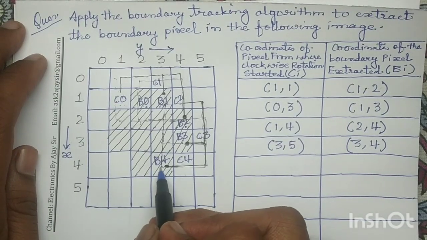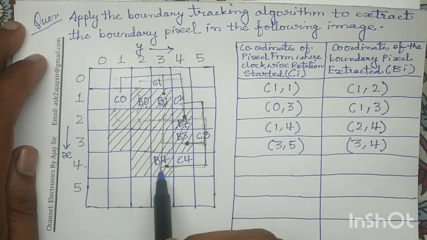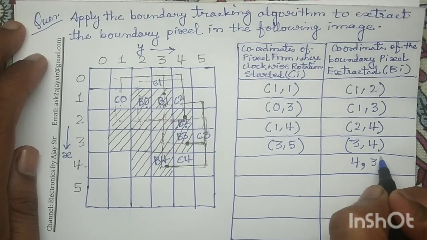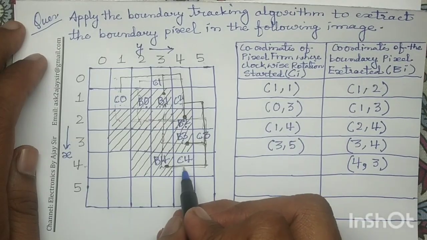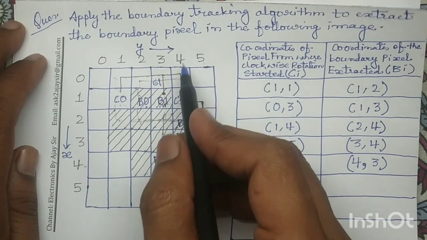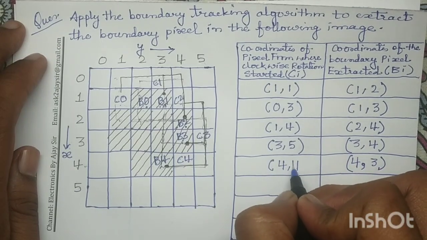Now what is the coordinate of B4? The coordinate of B4 is 4, 3. So I will write here 4, 3. And what is the coordinate of C4? The coordinate of C4 is 4, 4. So I will write here 4, 4.